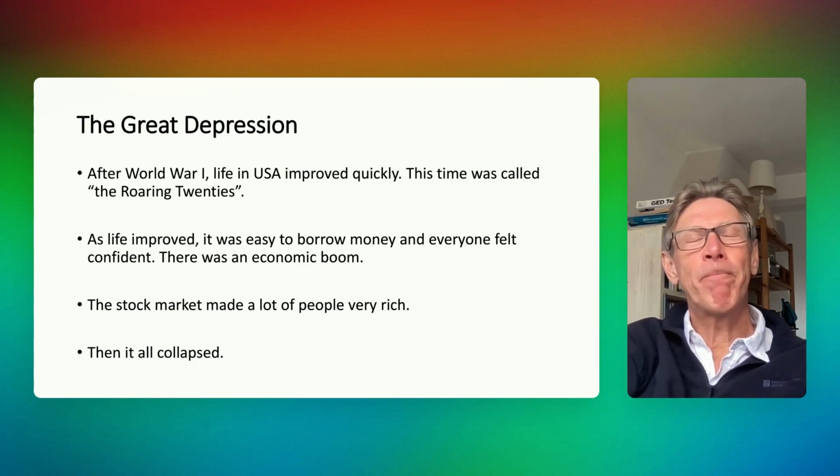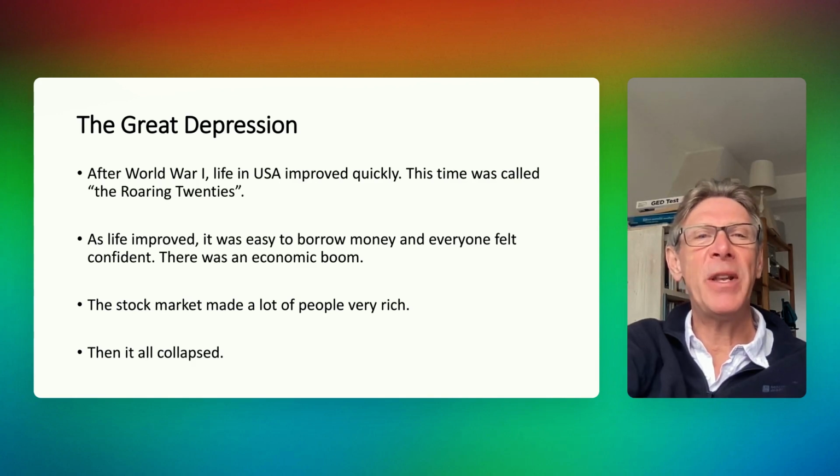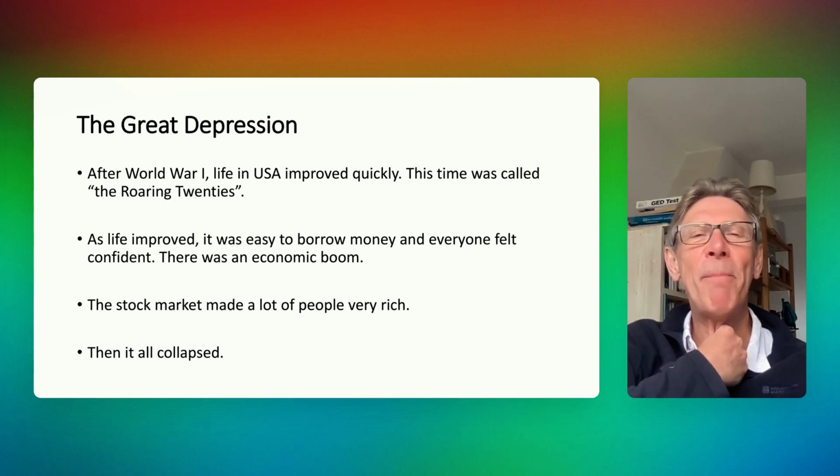After World War I, life got really good in America. It got so good that people just thought it would never end. It was so good they called it the Roaring Twenties. The war was over, life was getting better, banks were happy to lend money to you, everyone felt confident, and everyone felt it would go on forever. The economy boomed. The stock market, you remember the price of Apple that went from your $100 turned into $63,000 in 20 years, made lots of people rich.